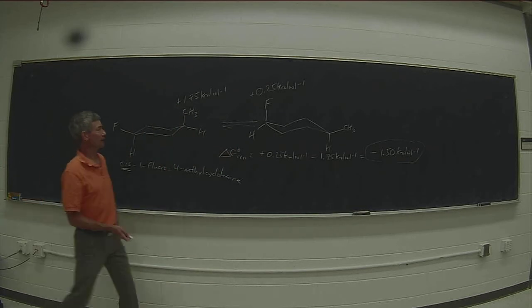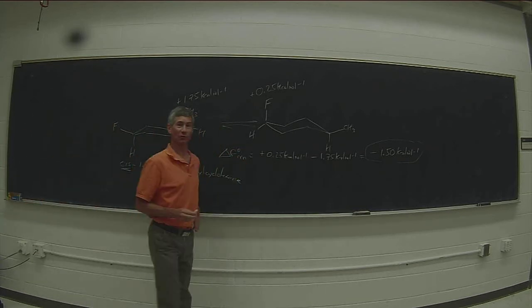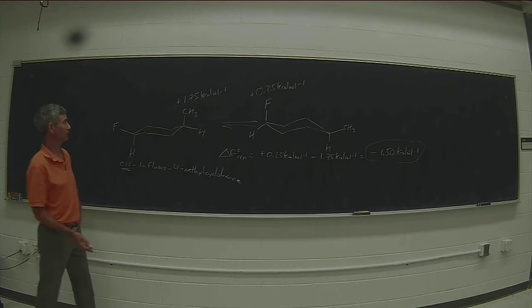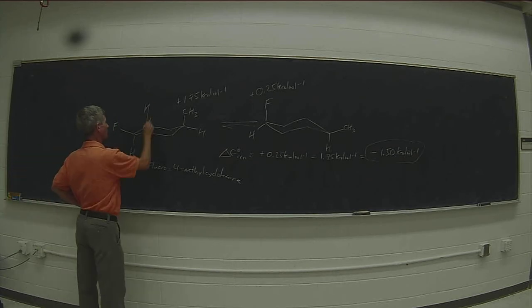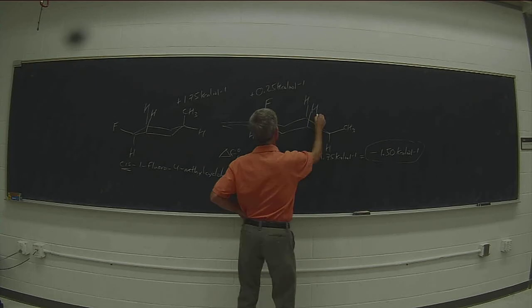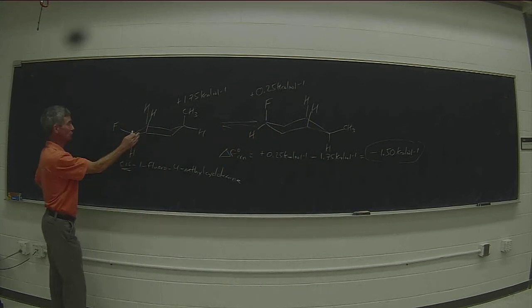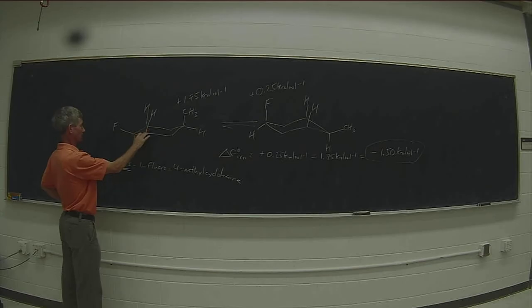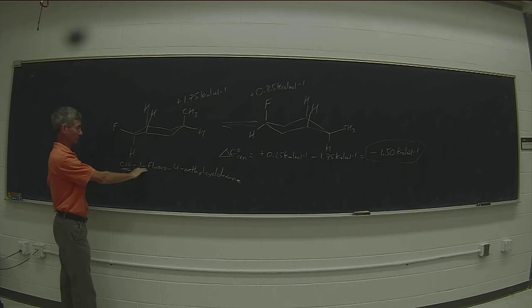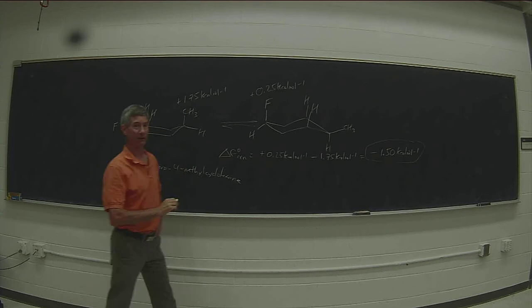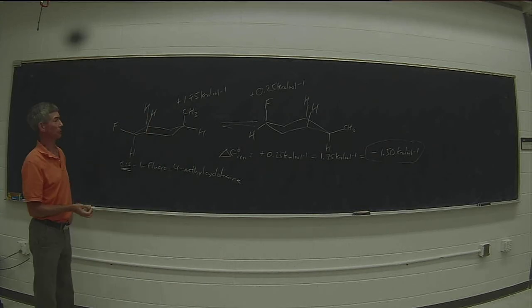And I can do that because the fluoride and the methyl group are on opposite sides of the ring, so they're not actually interacting with each other in either conformation. They're only interacting with the other axial hydrogens: the hydrogens on carbons 2 and 4 in the case of the chair with the methyl group in the axial position, and the hydrogens on carbons 3 and 5 in the case of the chair with the fluoride in the axial position.